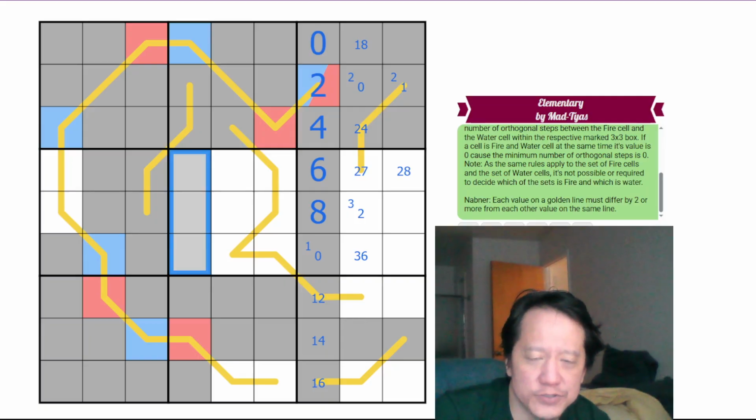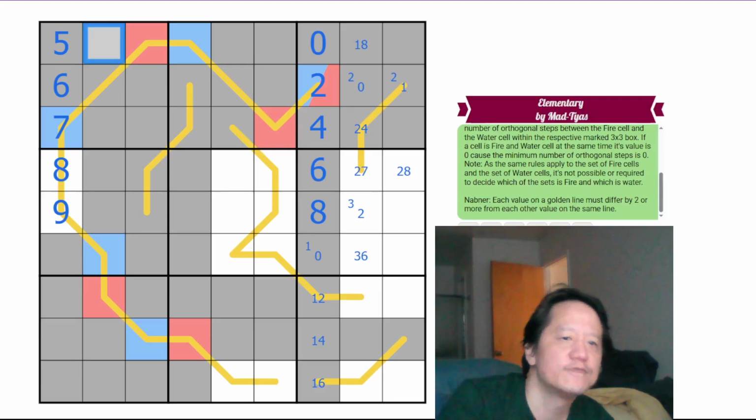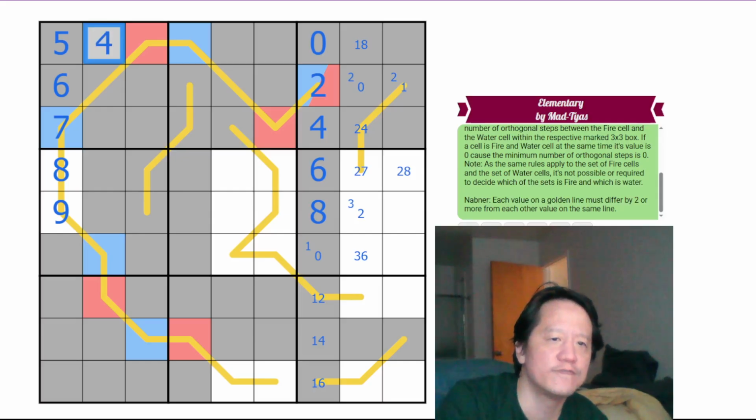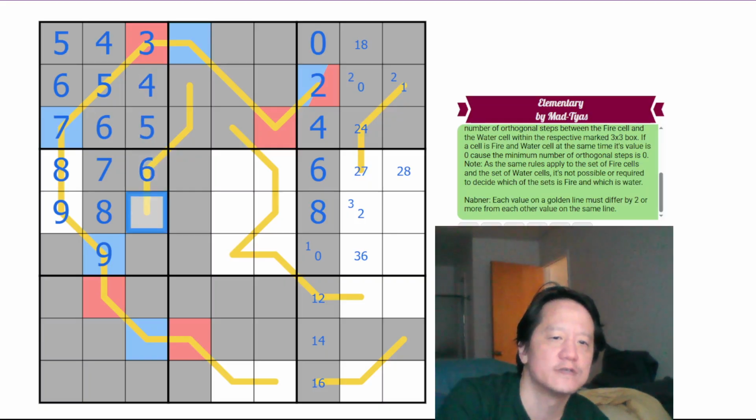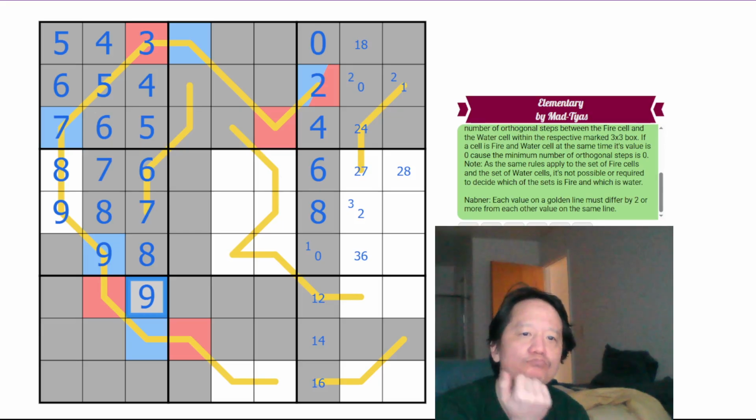Let's figure out also the digits that are available for the fire and water that are non-zero. We have 5, 6, 7, 8, 9 for the 2s. For the 3s, what do we have available? 3 times 3 does not work. 4, we have 4 through 9. And for 4 away, we have 3, 4, 5, 6, 7, 8, 9. Those are all the possible different values you can have when multiplied by the orthogonal steps away.